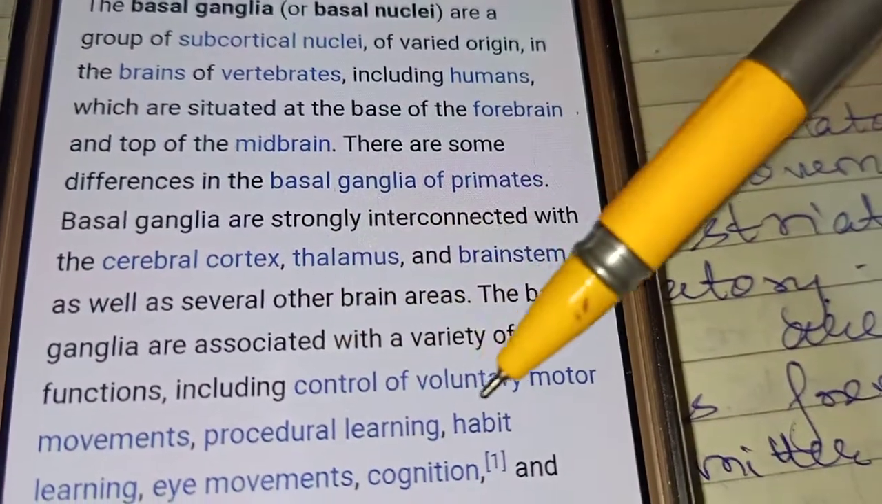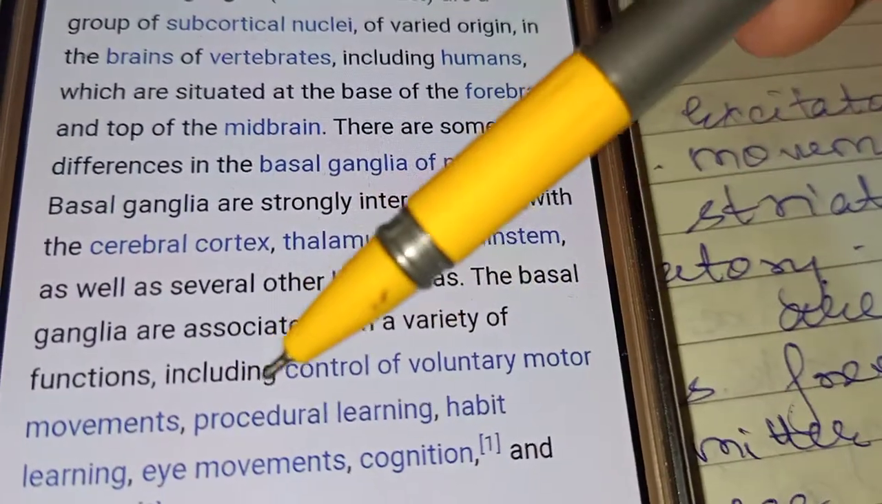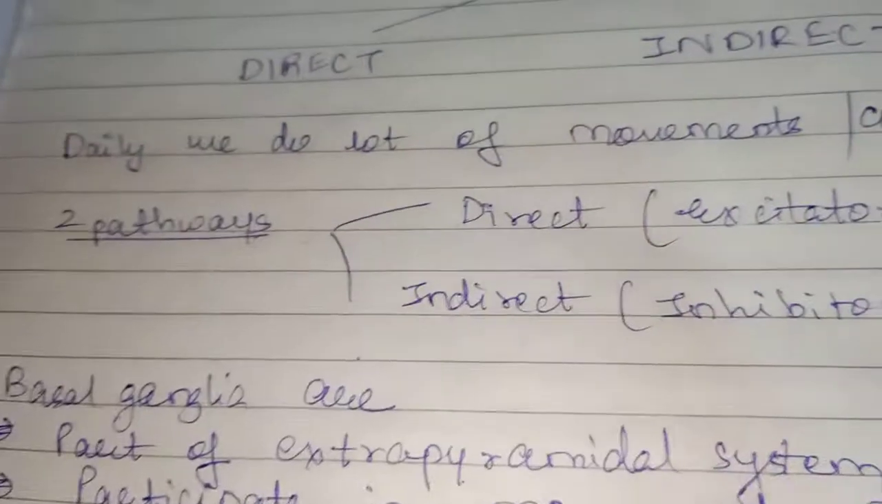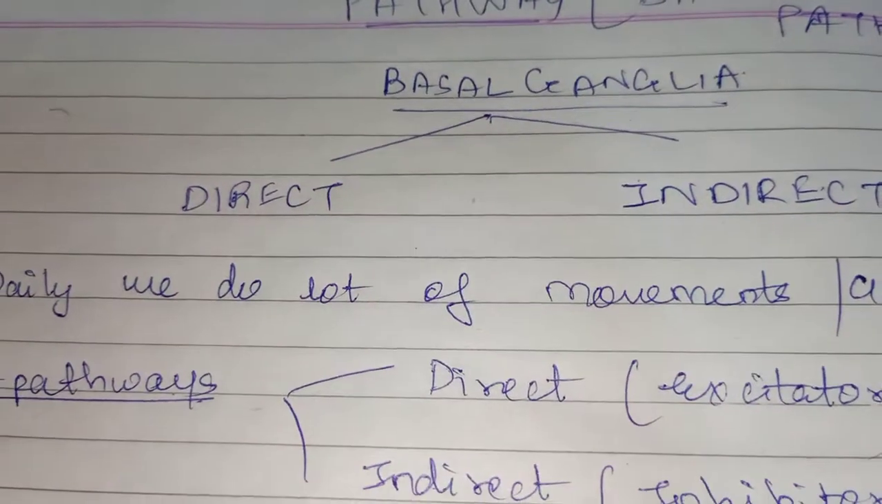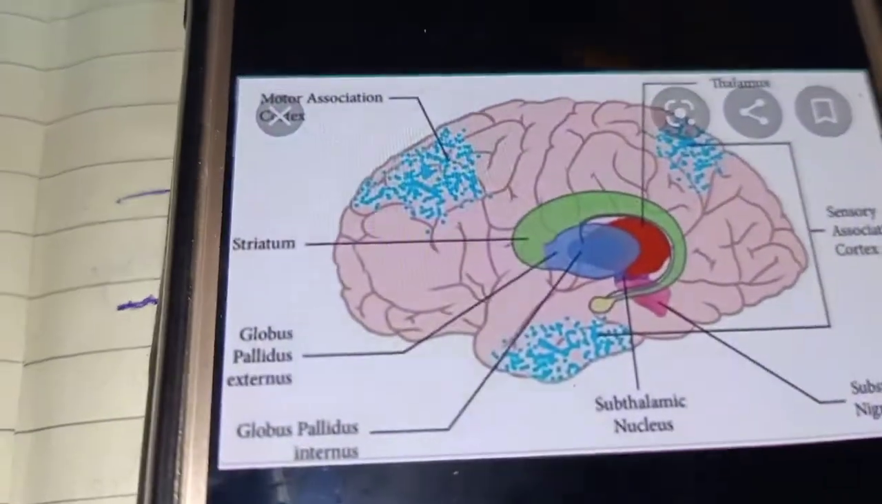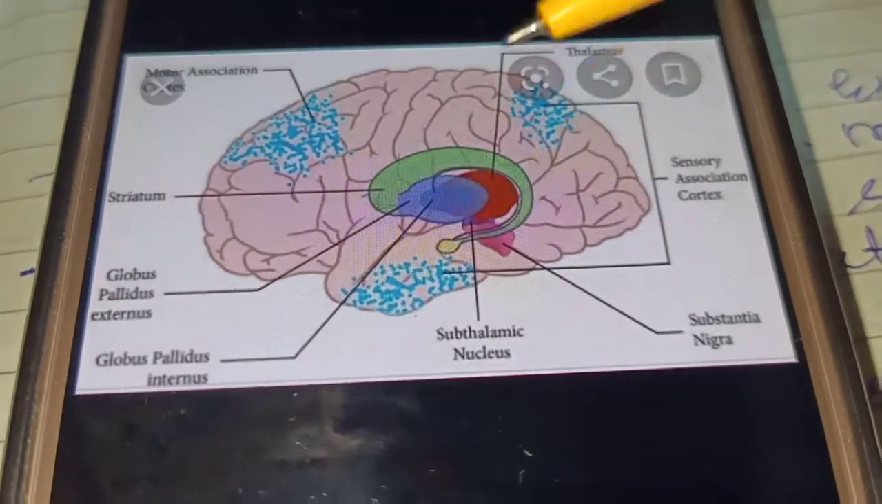And they involve the functions of voluntary motor movements, procedural learning, habit learning, eye movements and cognition. So there are various pathways which are included.